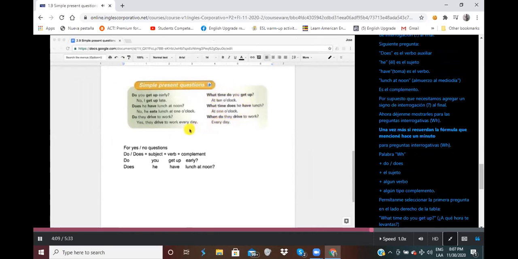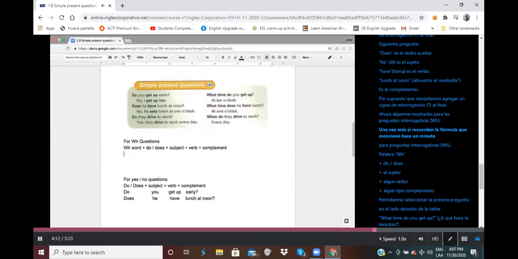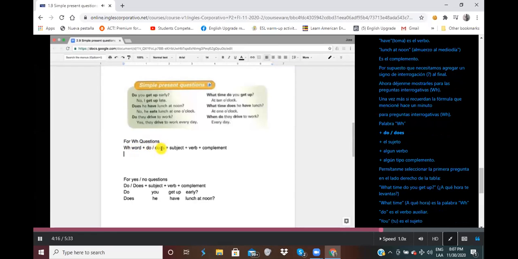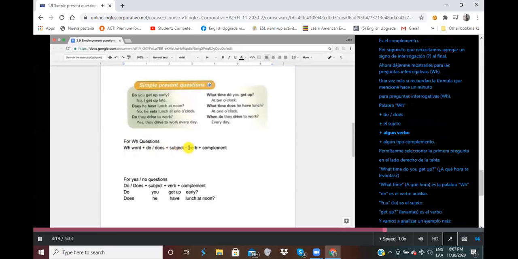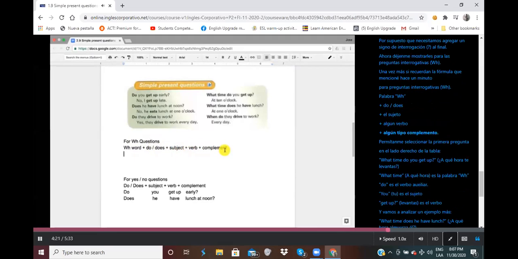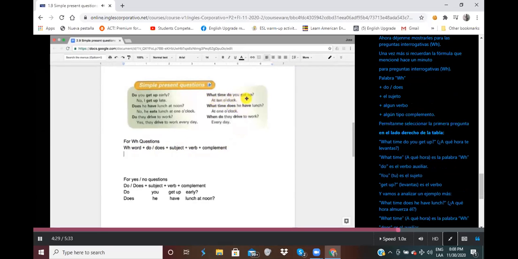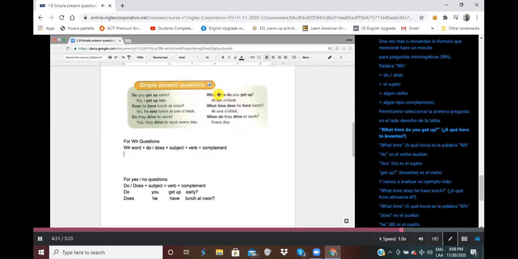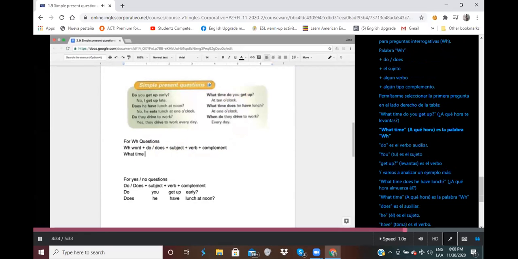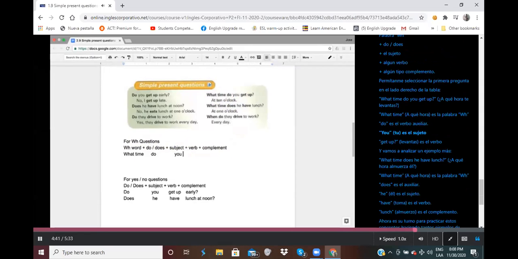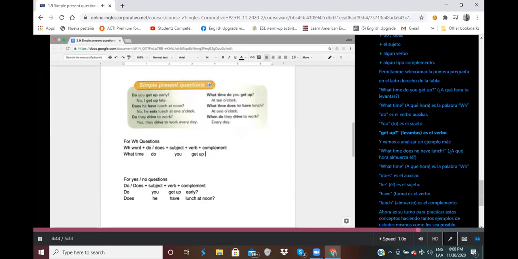Once again, if you recall the formula that I mentioned a minute ago, for WH questions, WH word plus do or does plus the subject plus some kind of verb plus some kind of complement. Let me select the first question on the right side of the chart. What time do you get up? What time is the WH word. Do is the auxiliary verb. You is the subject. Get up is the verb.